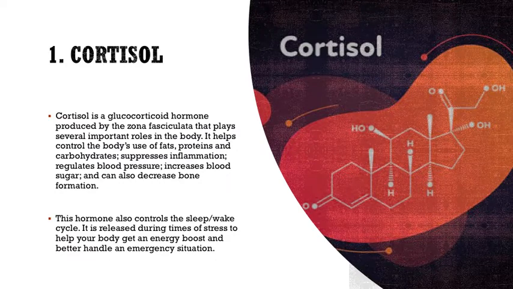So, cortisol is a glucocorticoid hormone. It is produced by the zona fasciculata that plays several important roles in the body. It helps control the body's use of fats, proteins, and carbohydrates. It suppresses inflammation, regulates blood pressure, increases blood sugar, and can also decrease bone formation. This hormone also controls sleep-wake cycle. It is released during times of stress to help your body get an energy boost and better handle an emergency situation.